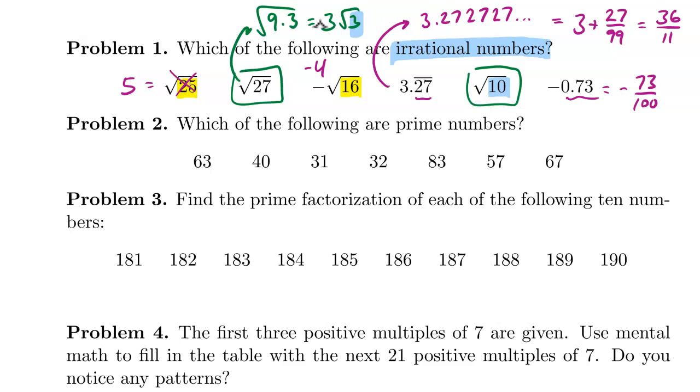So the square root of 25, negative square root of 16, and these decimal values are all rational numbers, but the square root of 27 and the square root of 10 are irrational.